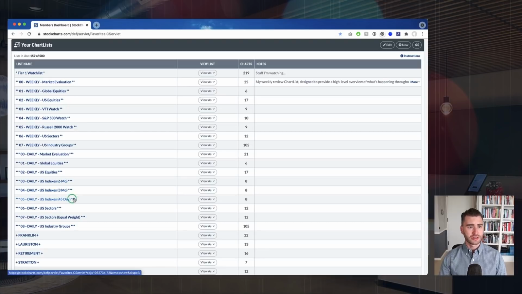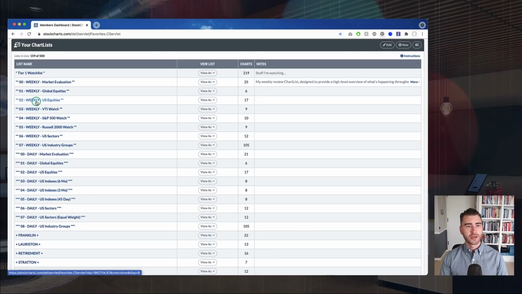So what this structure allows me to do is combine all of this into one thing. I've got some longer-term views up here with this weekly list. Then I've got 2-year daily charts in my US equities daily evaluation list. And then I'm drilling down even further into the 6-month time frame, the 3-month time frame, and the 45-day time frame. So let's dig into a couple of these lists, and I'll show you how this looks.